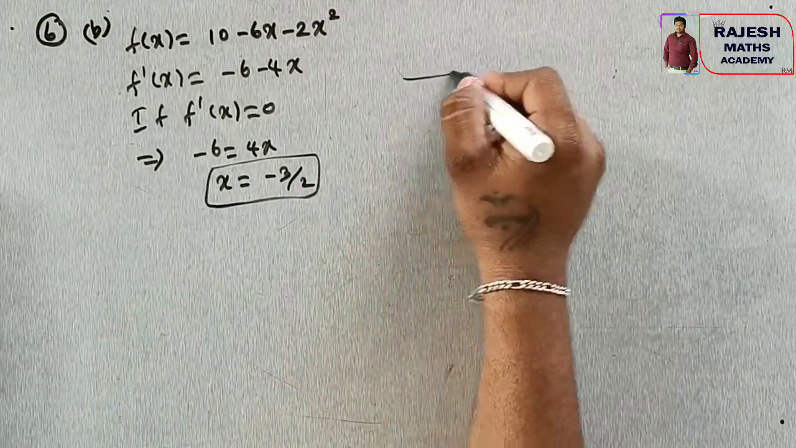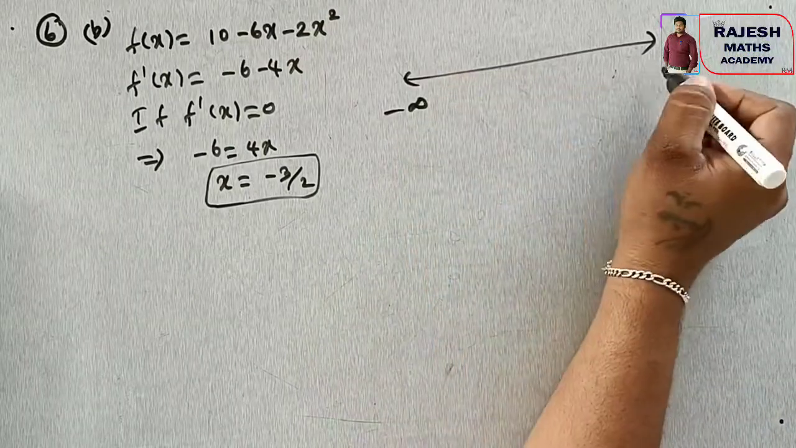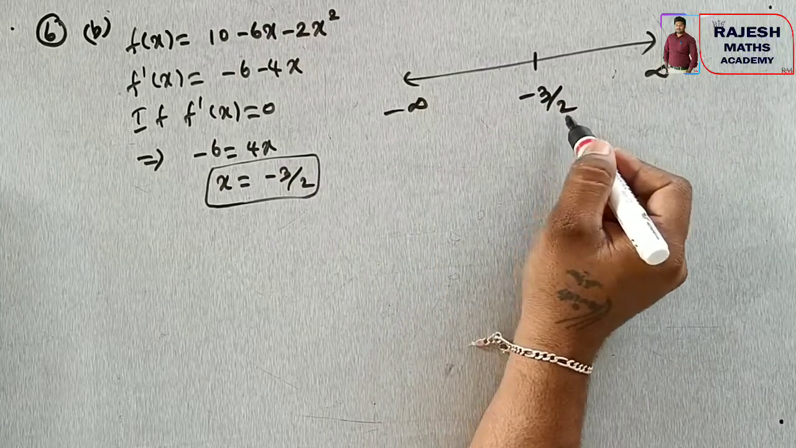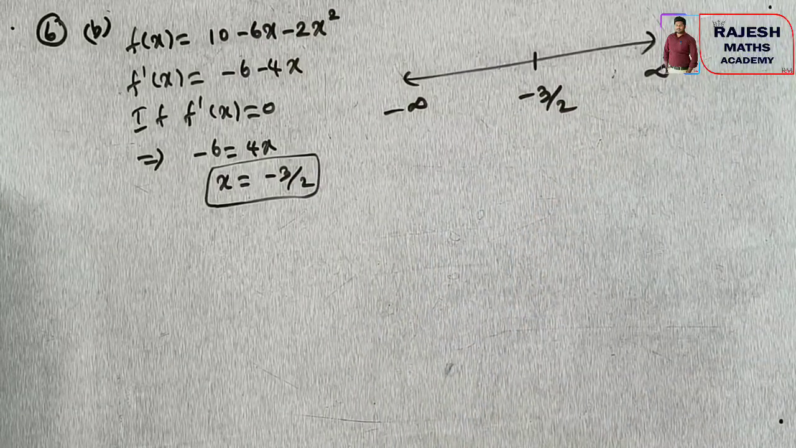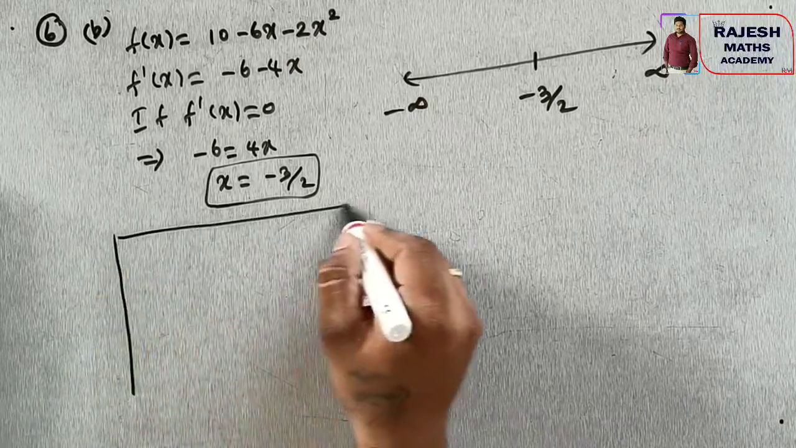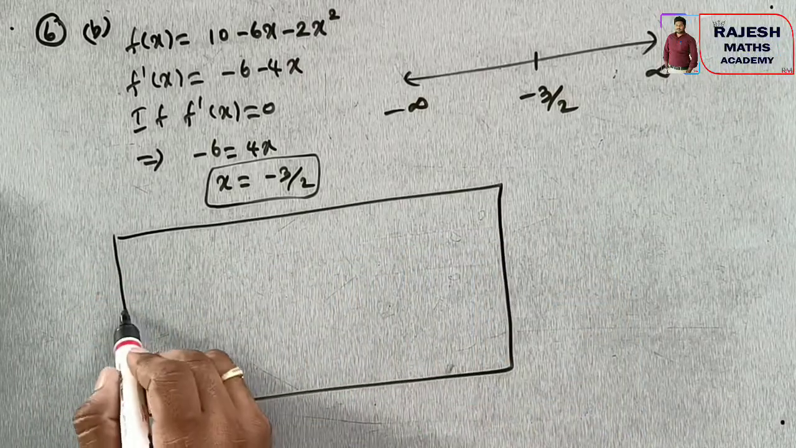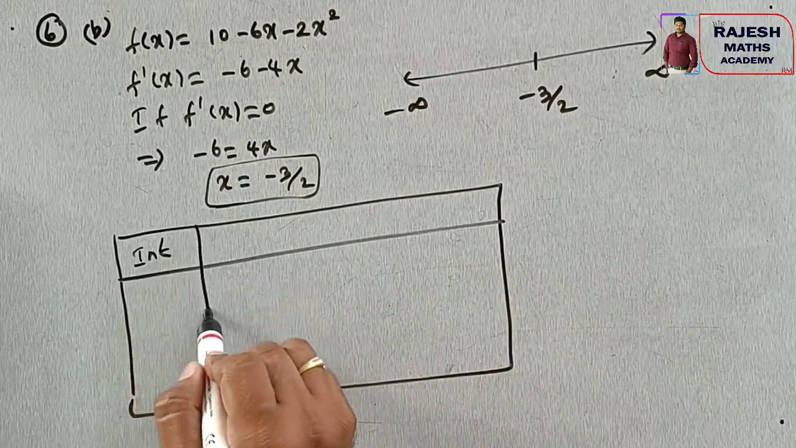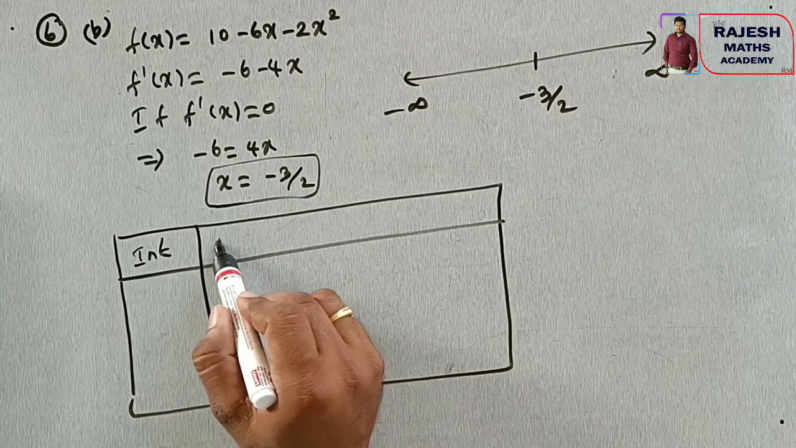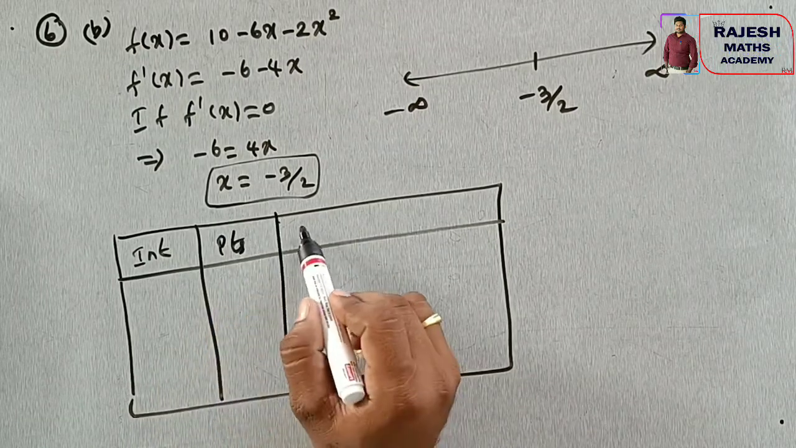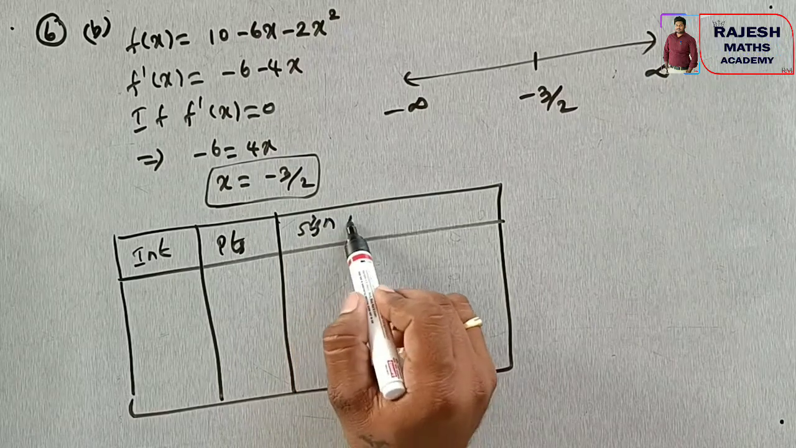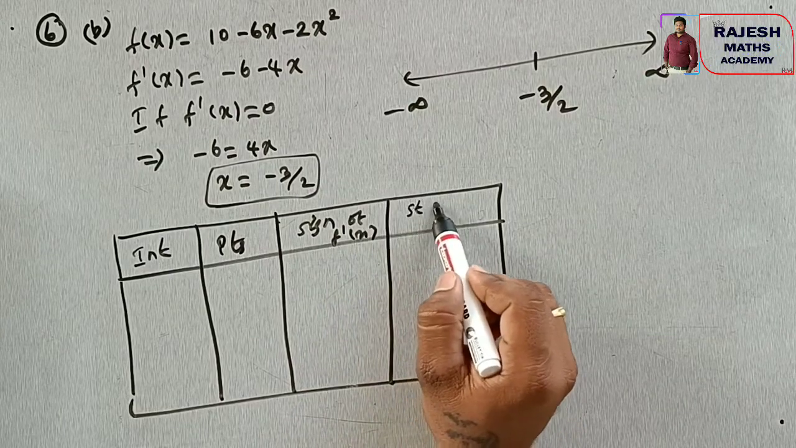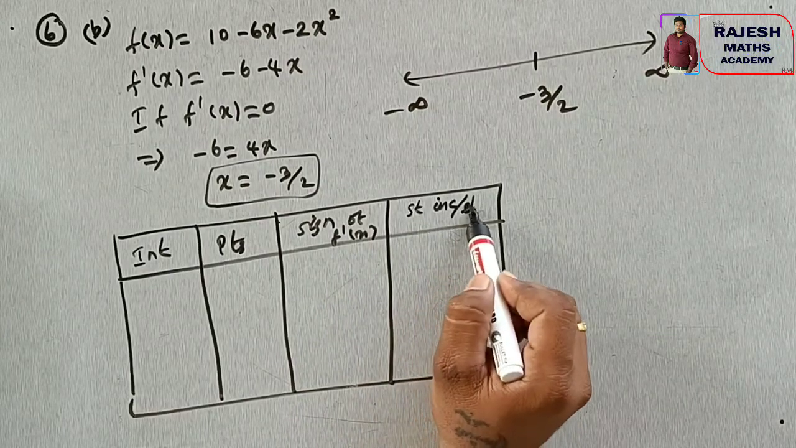On the number line from minus infinity to plus infinity, we have to take the intervals minus infinity to minus 3 by 2, and minus 3 by 2 to infinity. Now we will see the increasing and decreasing by using the table. As usual, the first column we are taking is interval, second column will be points, third column will be sign of f dash of x, and fourth column will be strictly increasing or decreasing.